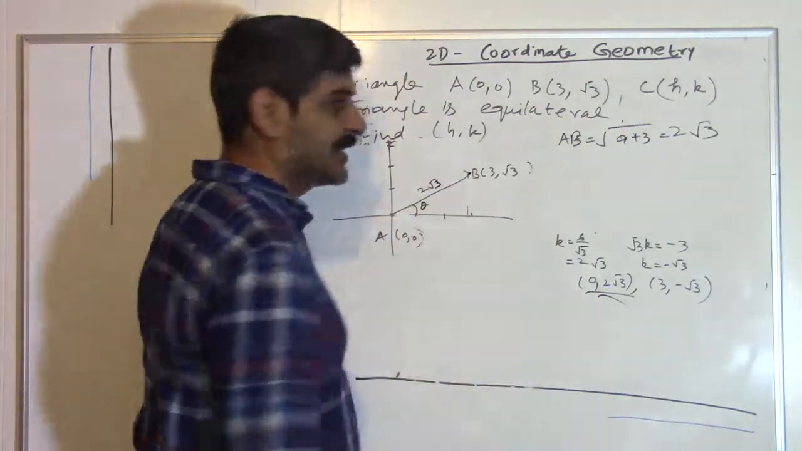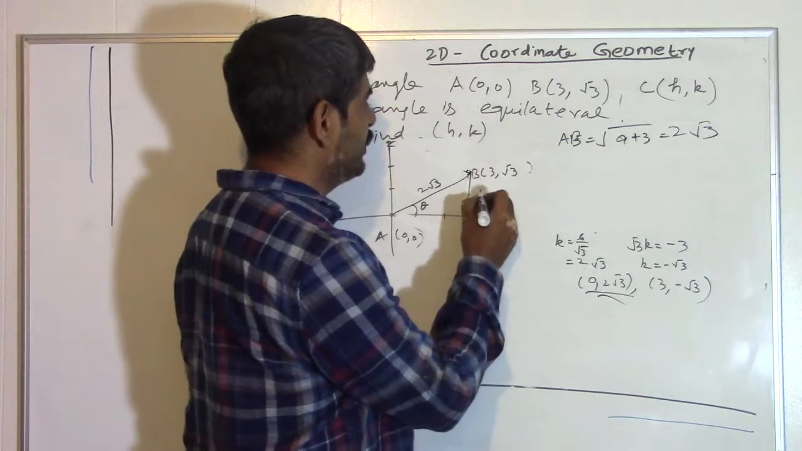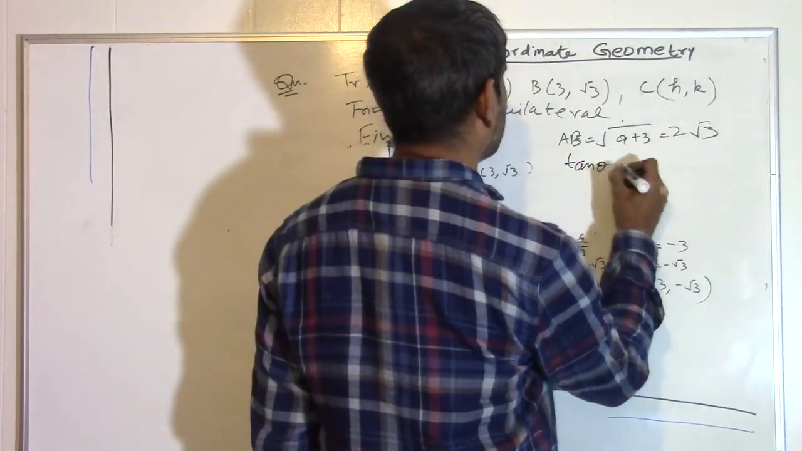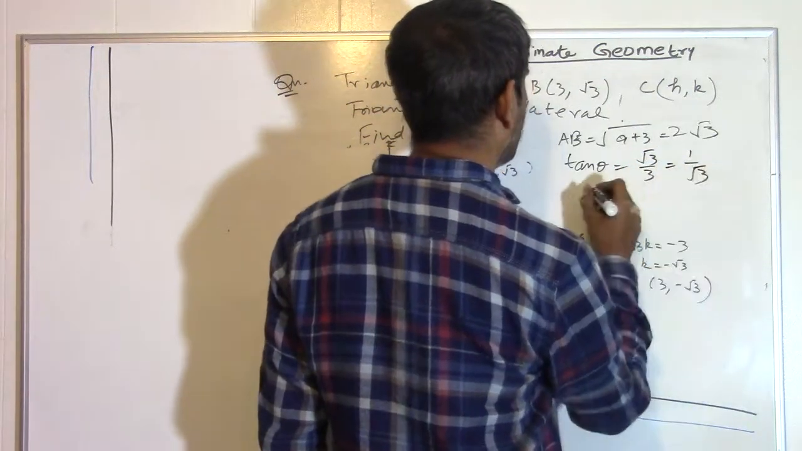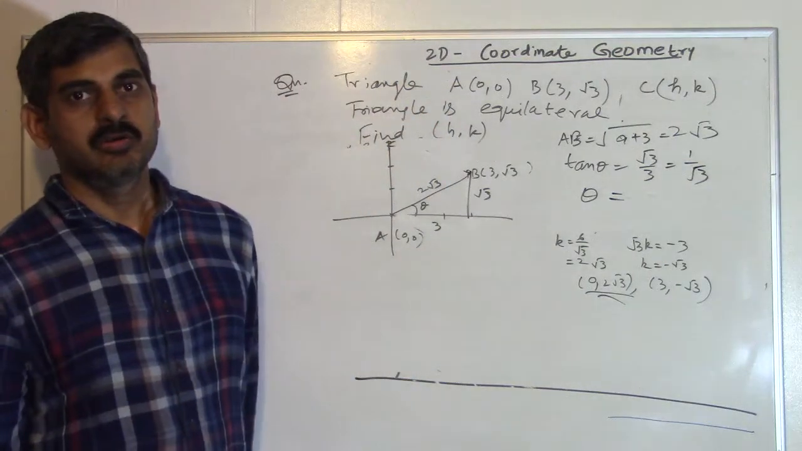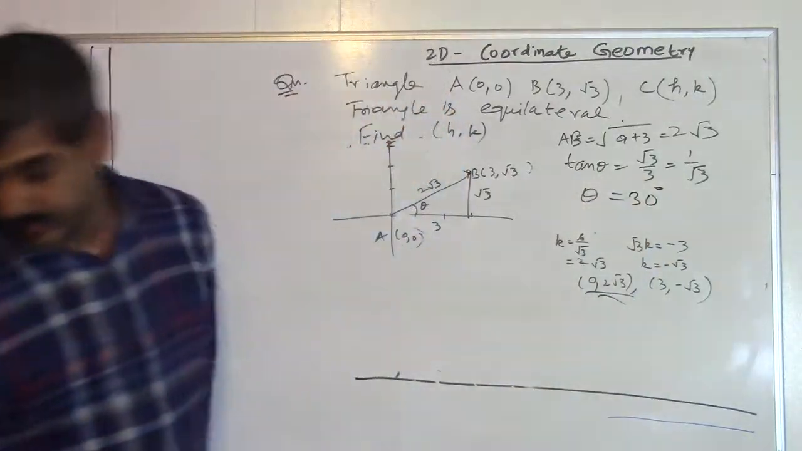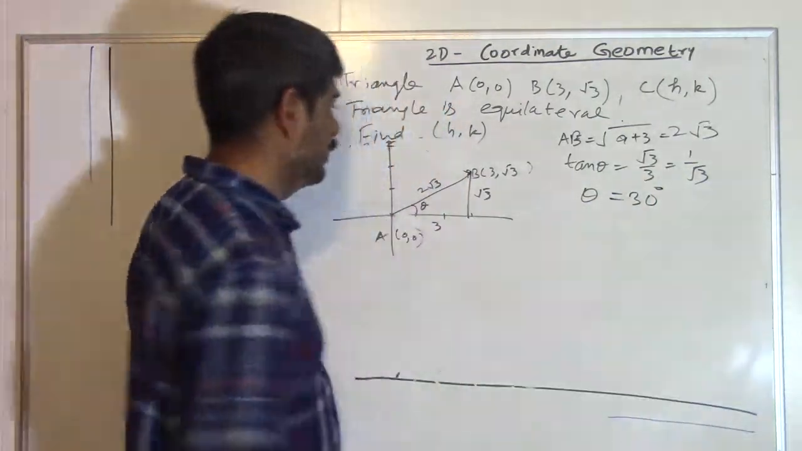And let us find this angle, tan theta. Tan theta is this length square root of 3 divided by 3. Tan theta is equal to square root of 3 by 3. This is 1 upon square root of 3. And this happens when theta is equal to 30 degree. From our trigonometry, we all know trigonometry.